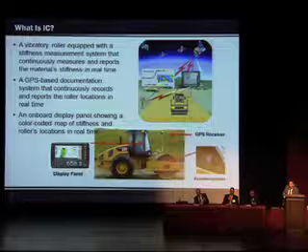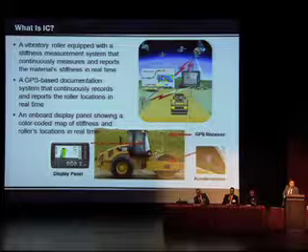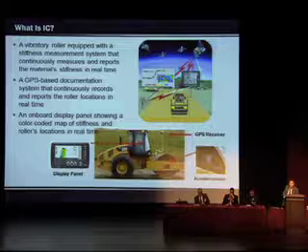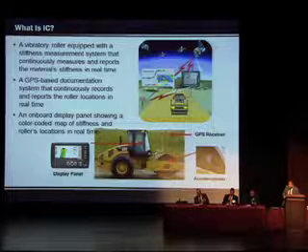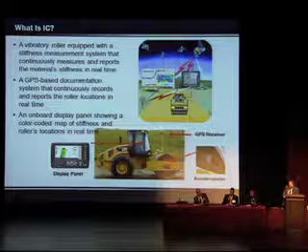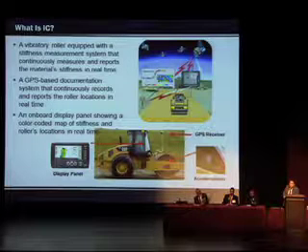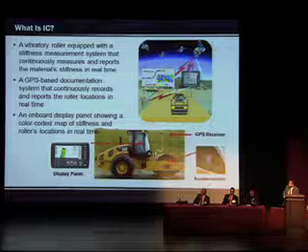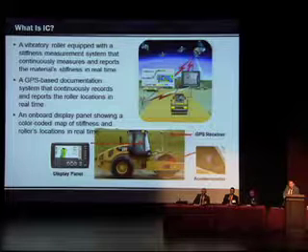A second component is you have to have a GPS documentation system. That's going to give you the location of the rollers in real time. And the third component is a computer on-board display panel with a color-coded map, so the roller operator can see the map while he's driving the rollers.